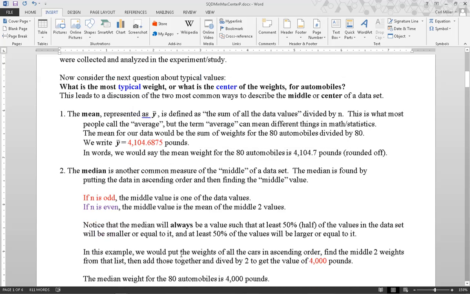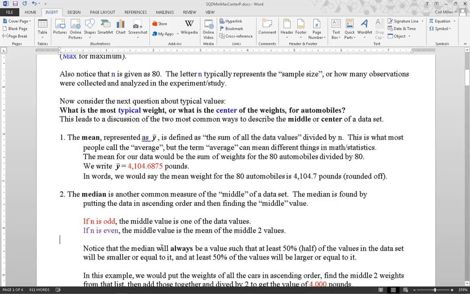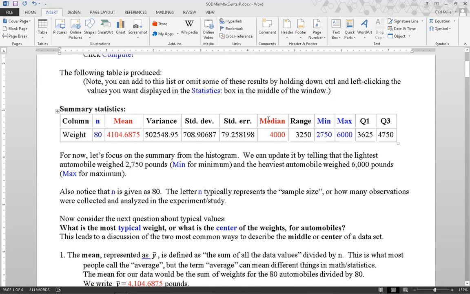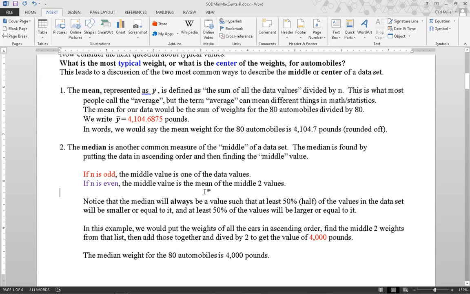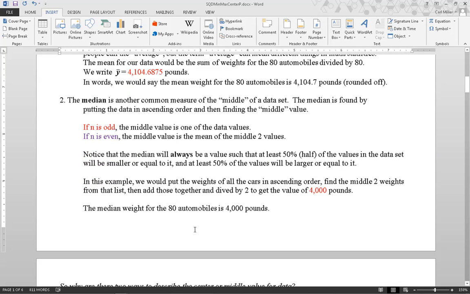In this example, we would put the weights of all the vehicles in ascending order, find the middle two weights from that list, and then add those together and divide by 2. That would give us a value of 4,000 pounds. The median weight for the 80 automobiles is 4,000 pounds.